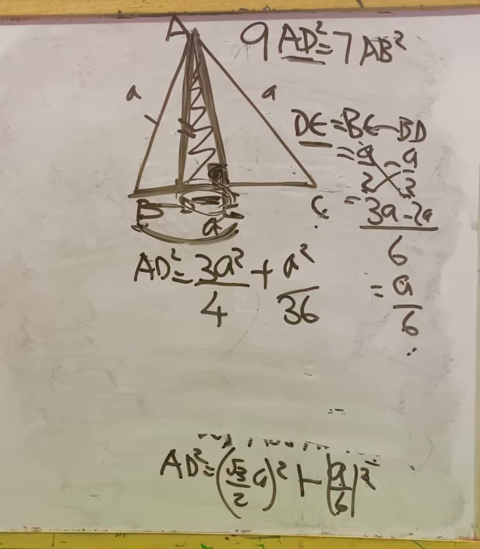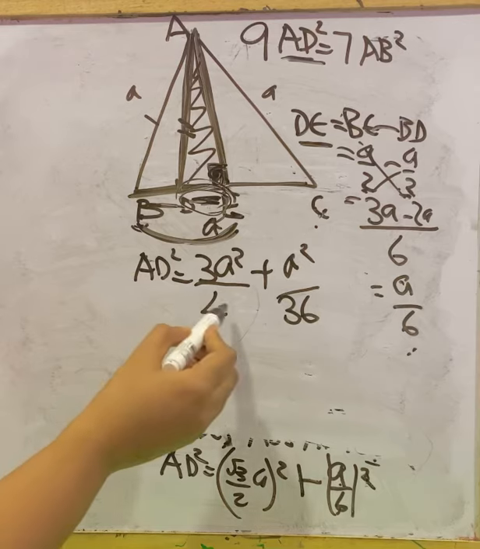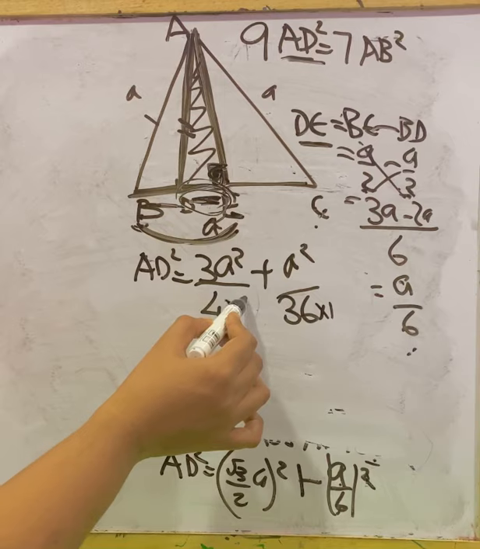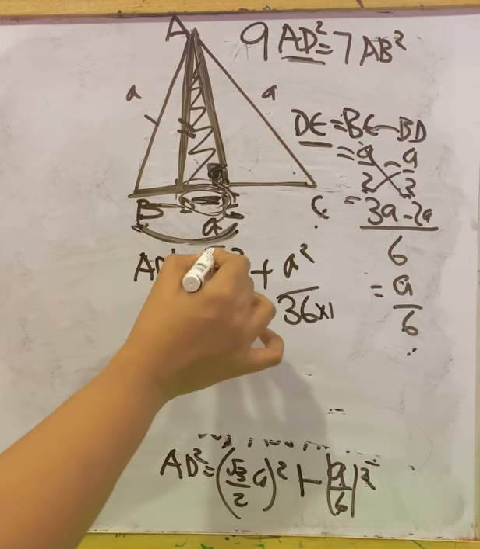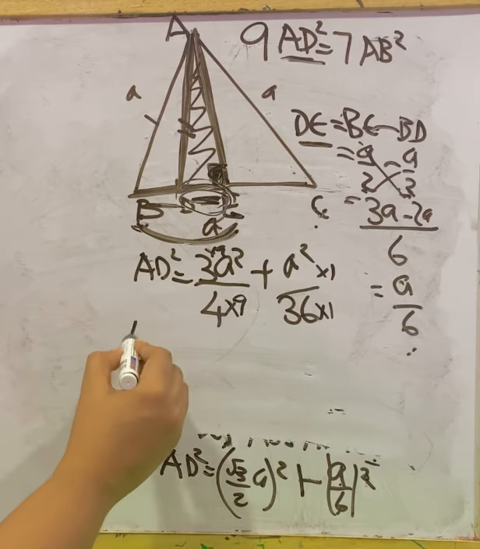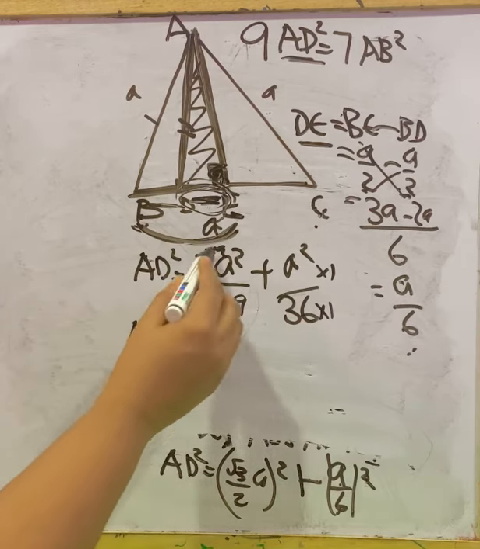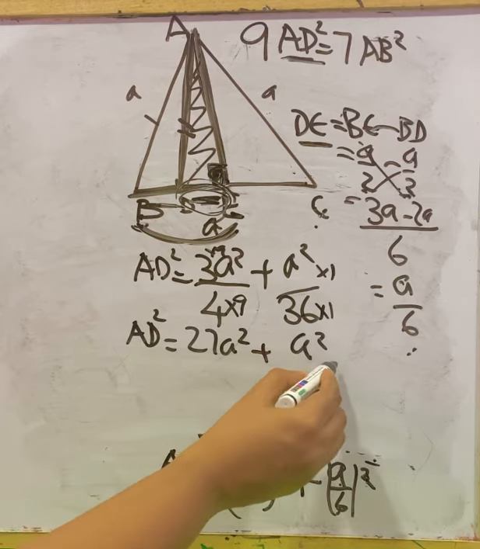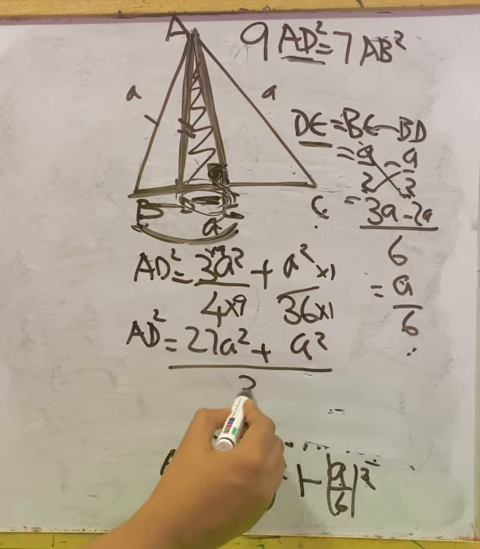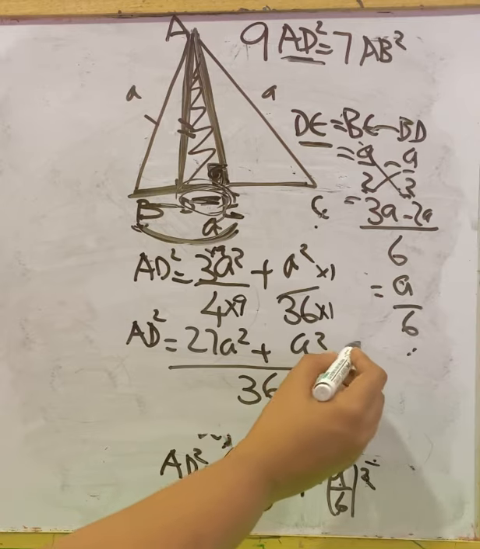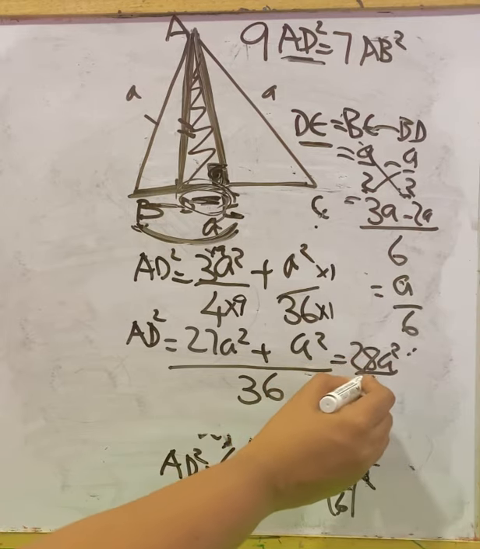Now we have 4 and 36. We will find the LCM. LCM will be 36. So to make this 4 into 36, 9 fours are 36, so here also into 9, and here into 1. You know how to find LCMs, so I am not explaining it here. This becomes 27A square plus A square in the numerator, and in the denominator we have the common LCM, that is 36. 27A square plus A square is 28A square by 36.